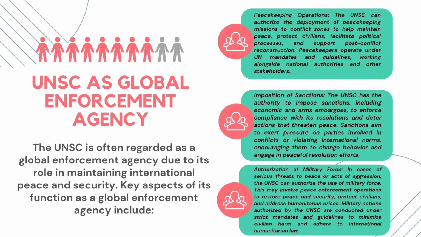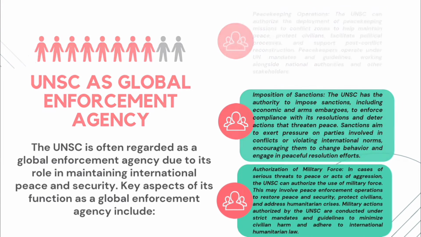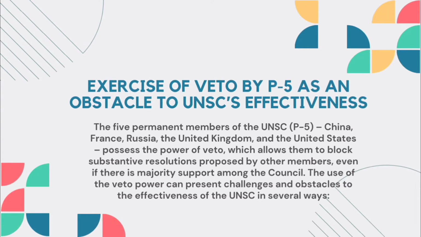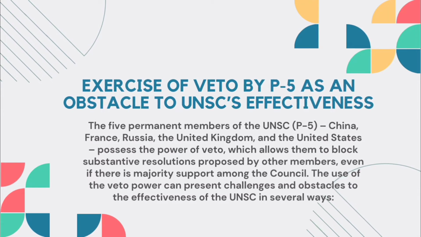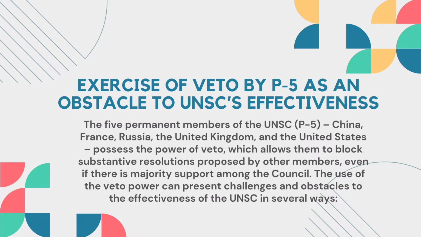Exercise of veto by P5 as an obstacle to UNSC effectiveness. The 5 permanent members of the UNSC, P5, China, France, Russia, the United Kingdom, and the United States, possess the power of veto, which allows them to block substantive resolutions proposed by other members, even if there is majority support among the Council. The use of the veto power can present challenges and obstacles to the effectiveness of the UNSC in several ways.